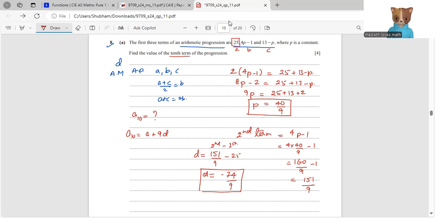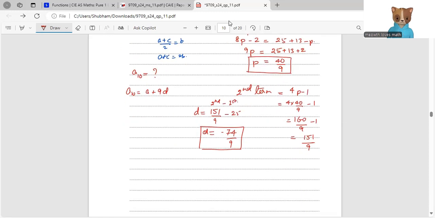Okay, now we have the common difference. Now I'll just substitute these values. A is 25 plus 9 times negative 74 over 9. 9 and 9 cancels out. You get A10 as 25 minus 74, which is equal to negative 49. And that's your answer. Okay, perfect.